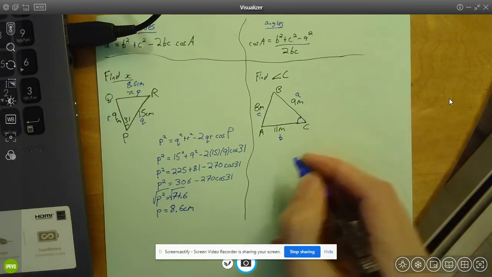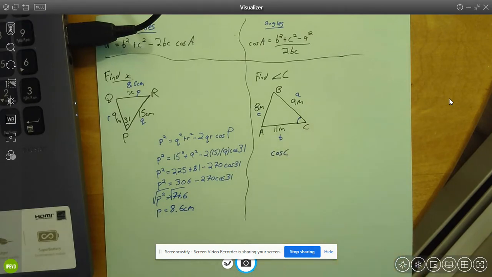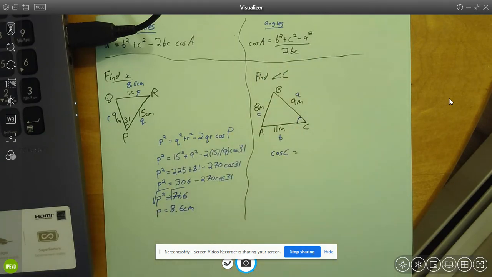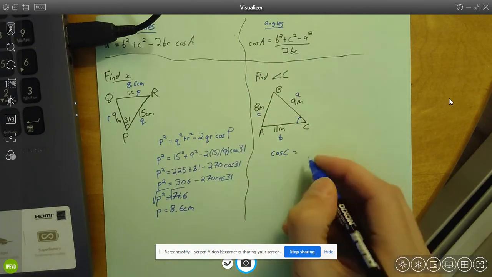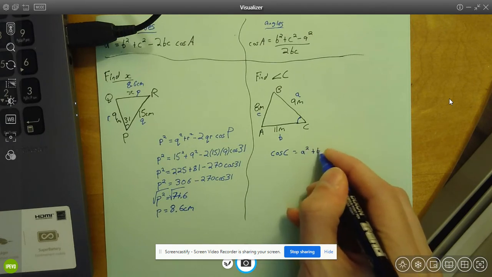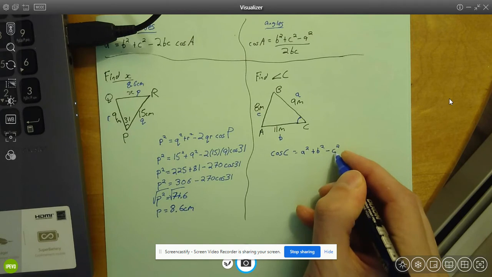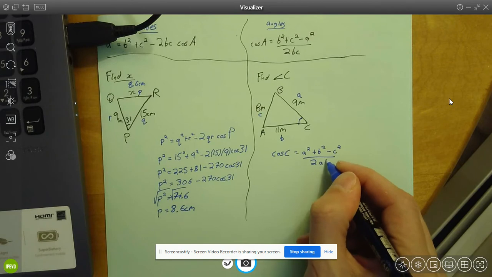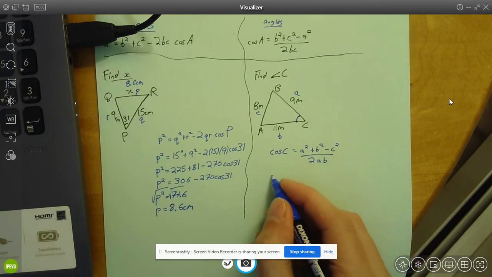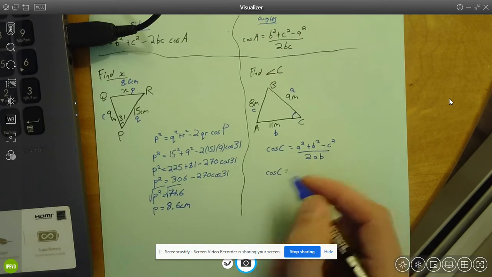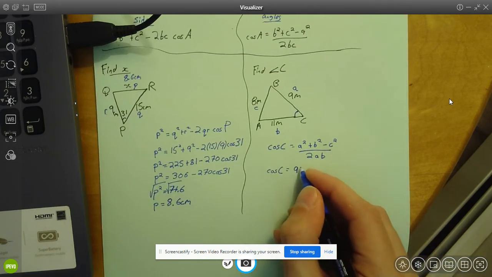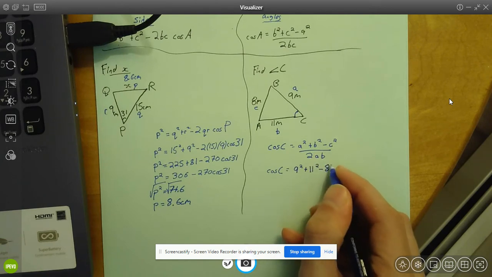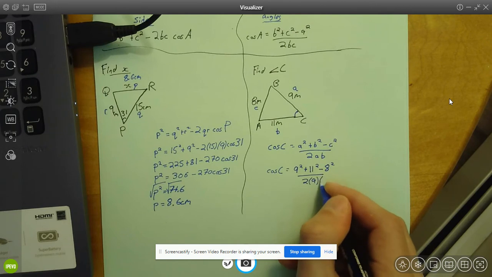I'm looking for angle C, so I'm going to start with cosine C on the left-hand side. And again, this will just give you not the exact letters to put into the formula, not the exact labels, but the pattern. So I'm going to take my other two sides, a squared plus b squared, and then subtract the side opposite the angle I'm looking for, divided by 2 multiplied by the other two sides. So I'm trying to find cosine of C. Then I'm just plugging in numbers. So A is 9, so I have 9 squared. B is 11, plus 11 squared minus 8 squared, all over 2 times 9 times 11.